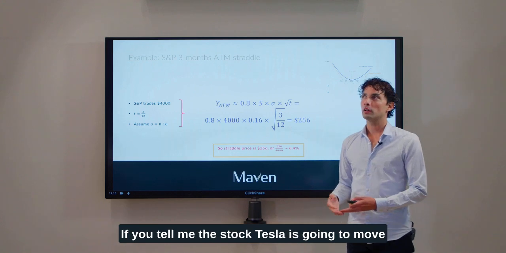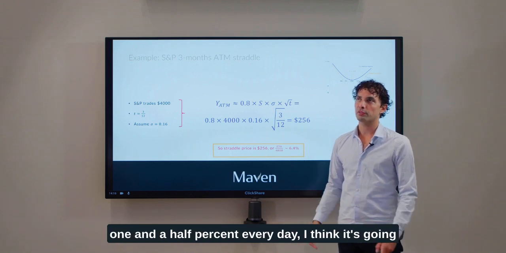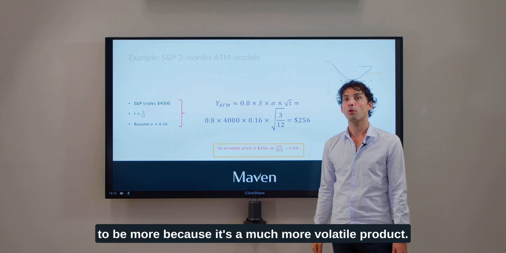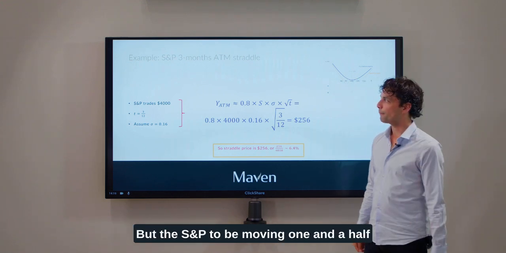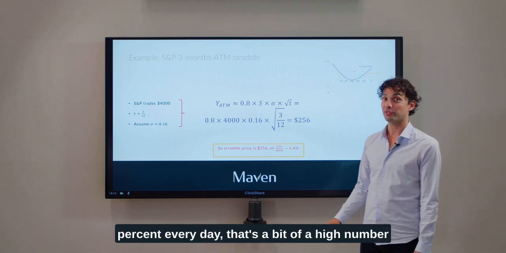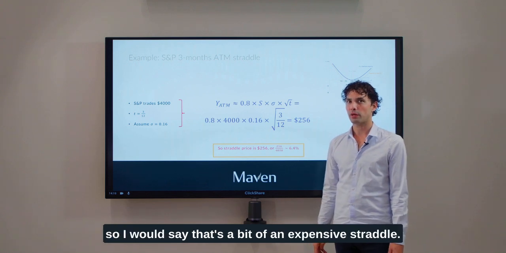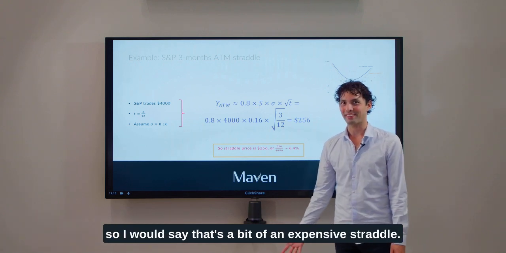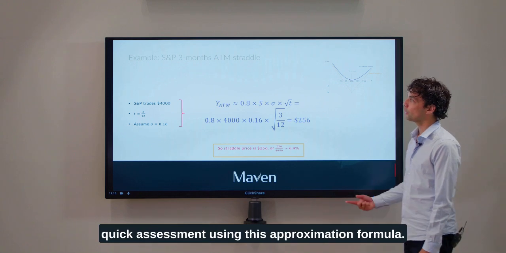If you tell me the stock Tesla is going to move 1.5% every day, I think it's going to be more because it's a much more volatile product. But for the S&P to be moving 1.5% every day, that's a bit of a high number. So I would say that's a bit of an expensive straddle. That's how I would make a quick assessment using this approximation formula.